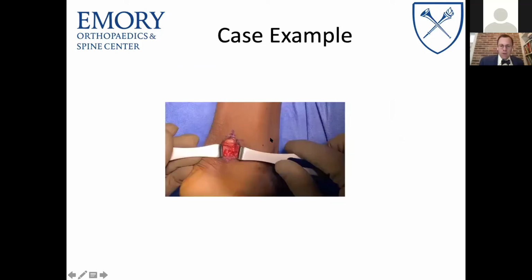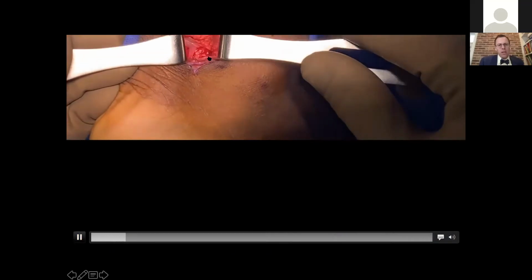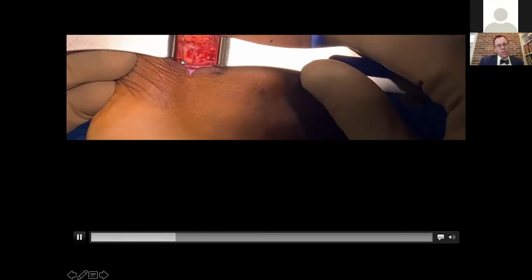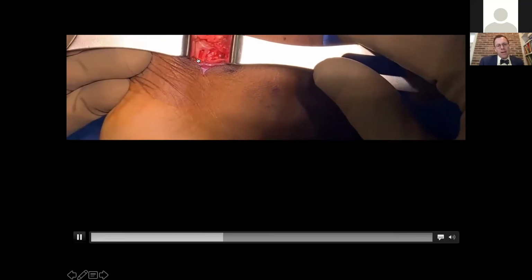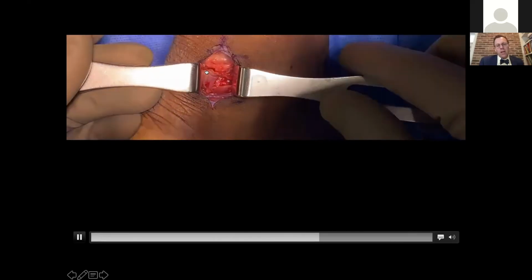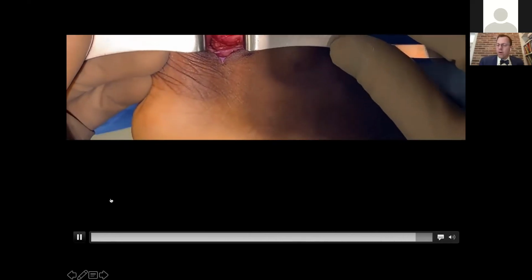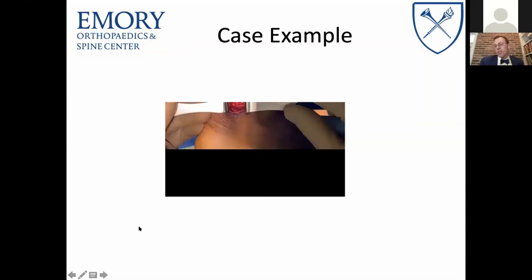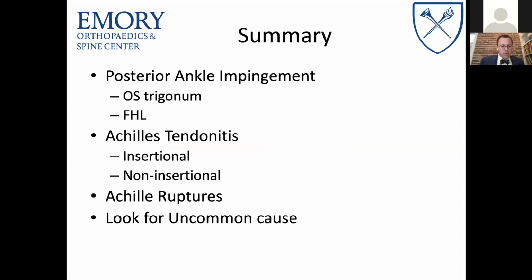This is just a video. And I apologize, I worked on this yesterday, but that's the FHL moving right there. This is where the piece was. And you can see the FHL is intimately associated with that area. So it's just an example of how close it is and how you can access the FHL with a nice open approach.